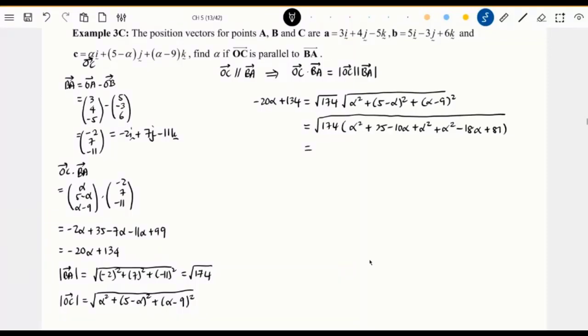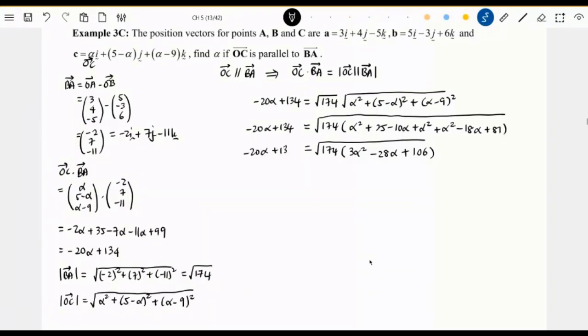Okay, dalam bracket ni ada apa-apa yang boleh simplify tak? Alpha square kita ada 3 kali, 3 alpha square. Single alpha dapat berapa? Negative 28. Okay, negative 28 alpha. And then the constant? 106. Good. Okay. So sebelah kiri kita salin balik lah.